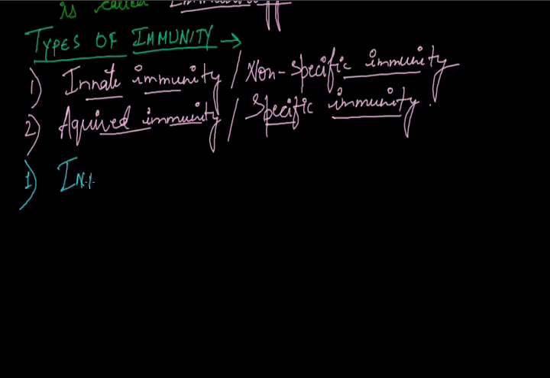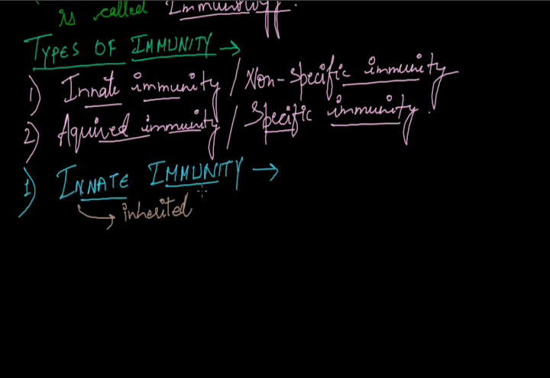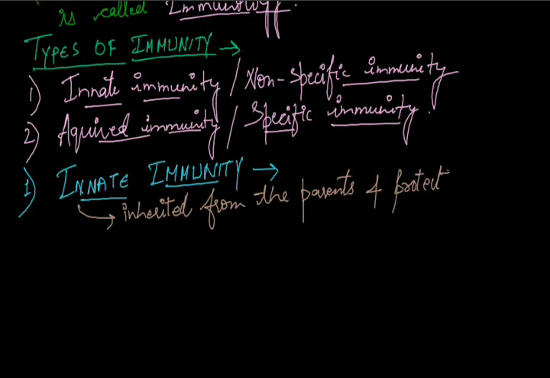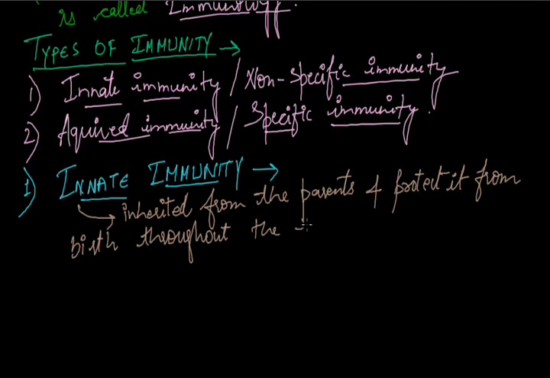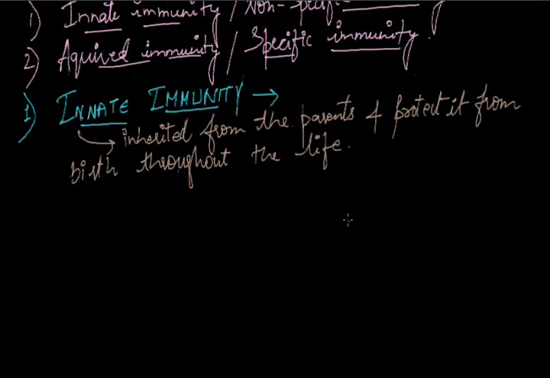First, we're going to study about innate immunity. As I've already told you, this innate type of immunity is the immunity which we have inherited from the parents and which protects us from birth throughout the life. So these are the inborn immunity.